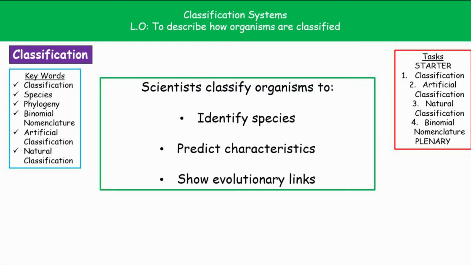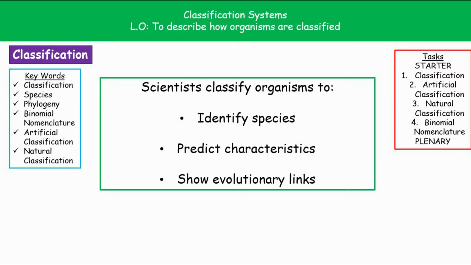What we actually have are three key reasons why scientists classify organisms. The first one is to identify species. If you imagine how many different organisms there are here on planet Earth, then we can't just use general terms about them. It's far easier if we've got a group and we know what that actually means, so that when we say it's an animal, we know certain features about it. So it allows us to identify and make some sense of this vast number of organisms that exist.